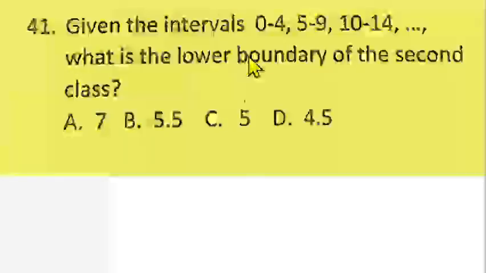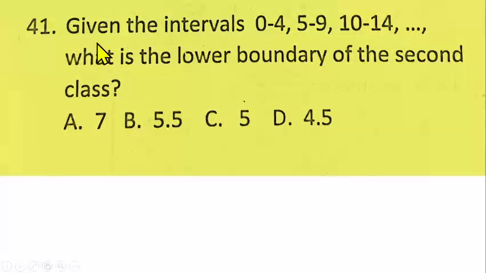Then also still on statistics, you are given the intervals 0 to 4, 5 to 9, 10 to 14. What is the lower boundary of the second class? Now we have to find the lower class boundary of the second class. This is the first class and this is the second class, 5 to 9. So how do you find class boundary? This is the lower class interval, this is the upper class interval.